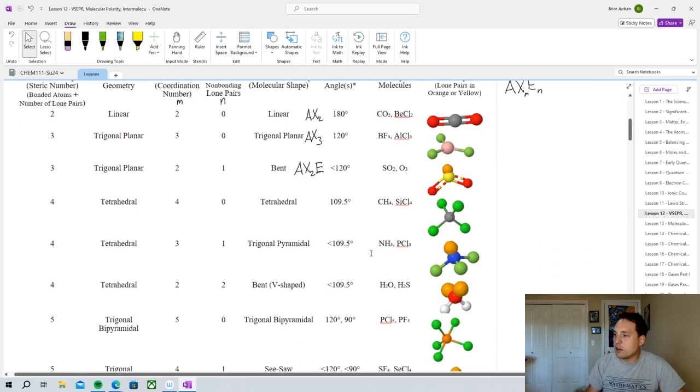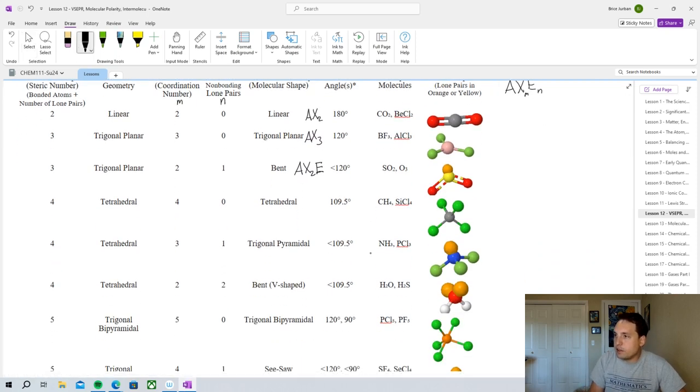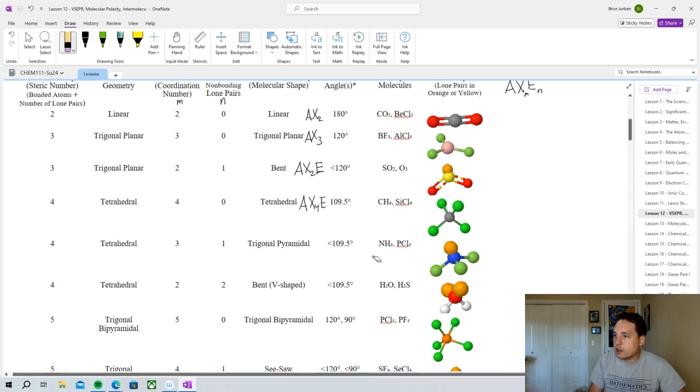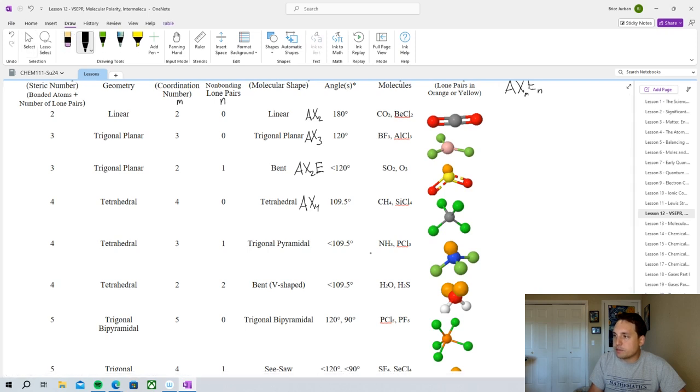And let's go and fill out these X notations. So here we have 4 atoms attached to the central atom and no lone pairs. So we can just write this as AX4. For this trigonal pyramidal molecular shape, we have AX3E. And then for the bent shape, it's AX2E2.